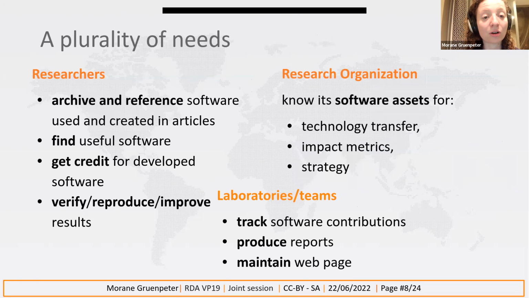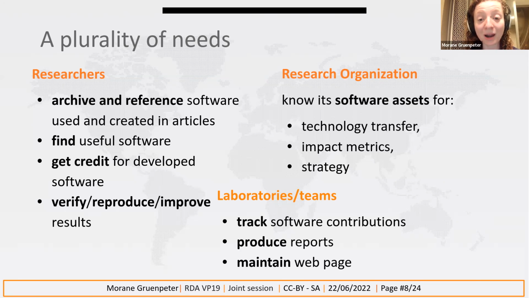So we know that there are different needs from different types of actors in this ecosystem. We have researchers that want to archive and reference their own used software or their own created software. They want to find useful software, they want to get credit for the software they developed, and they want to verify or reproduce or even improve the results.